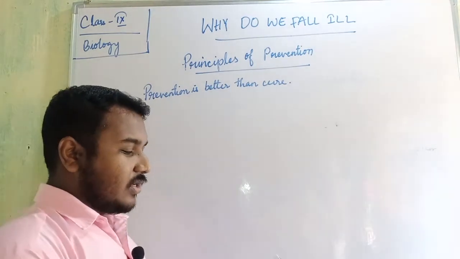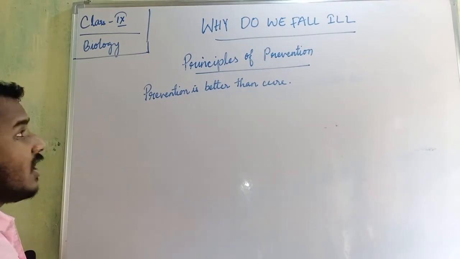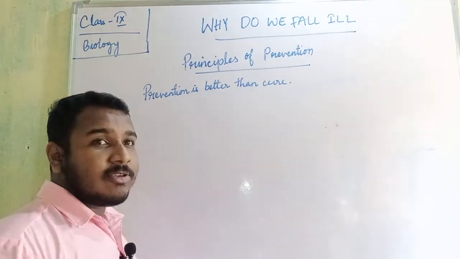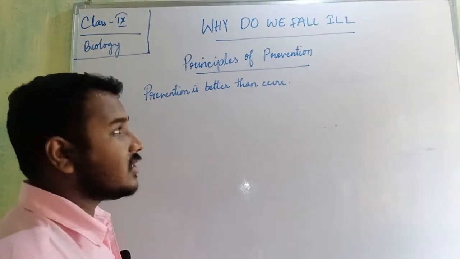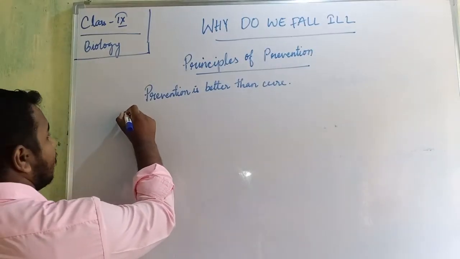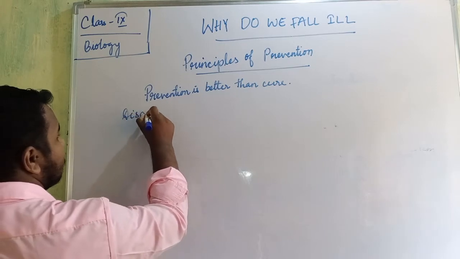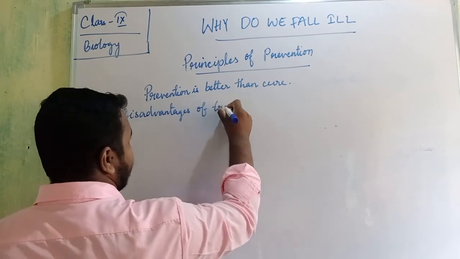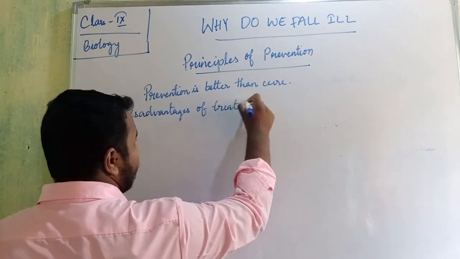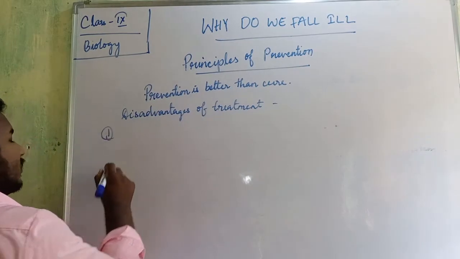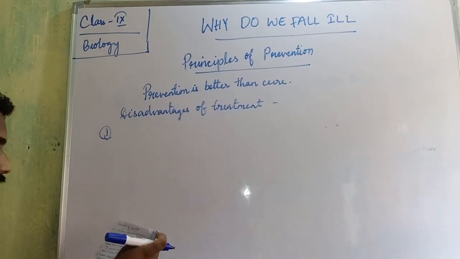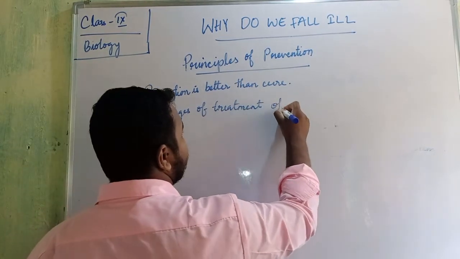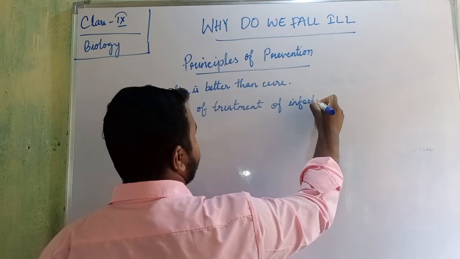How? So first we will discuss it in such a way. Whatever treatment is done, it has some disadvantages. Three disadvantages or three limitations are there. So write down disadvantages of treatment. There are three disadvantages of treatment. First is telling of infectious diseases.